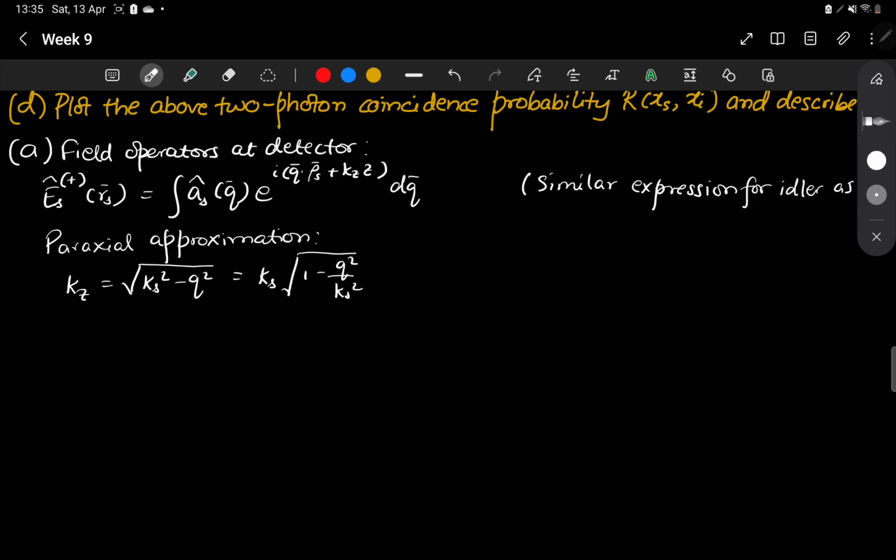So this is KZ. Q is in the XY plane and KS is the total. So that's why KZ, the Z component, is the total minus the XY component. If I write KS, this is the expression. So clearly Ks squared equals qx squared plus qy squared plus kz squared, which is q squared plus kz squared.